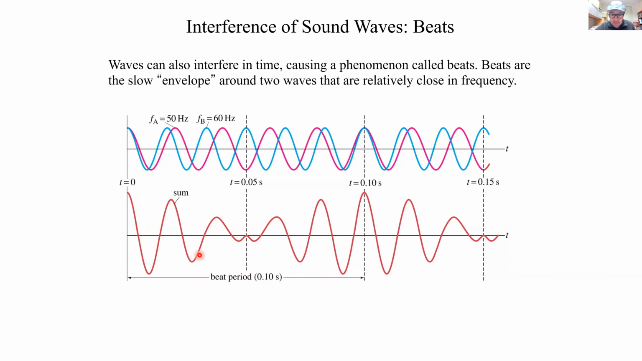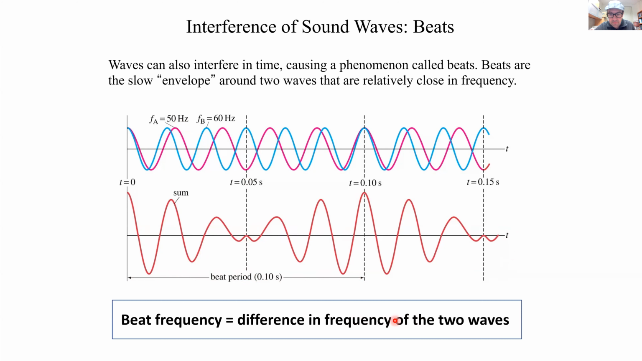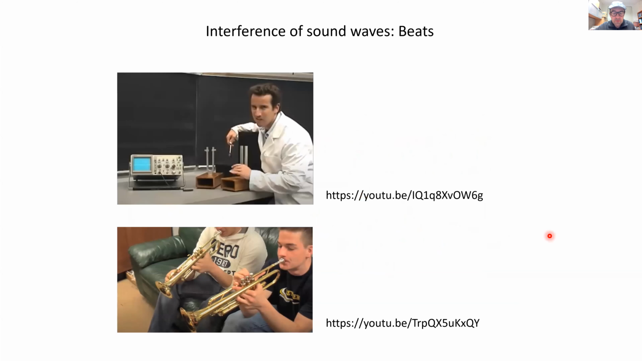So in particular, the beat frequency is the difference in the frequency between the two waves. Here we have a 50 hertz and a 60 hertz wave mixed together. The beat frequency is then 10 hertz because that's the difference between 60 and 50. So that's what happens. Let me show you some videos of demonstrations that I found on YouTube.